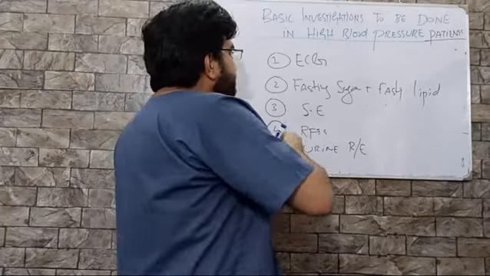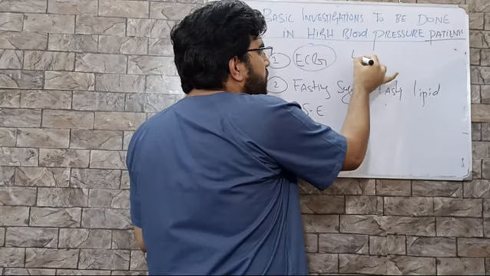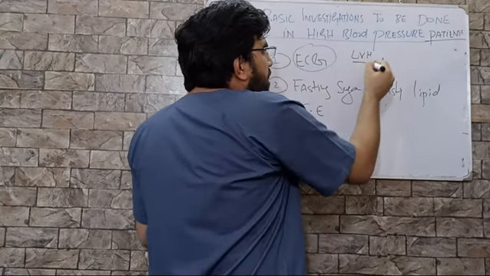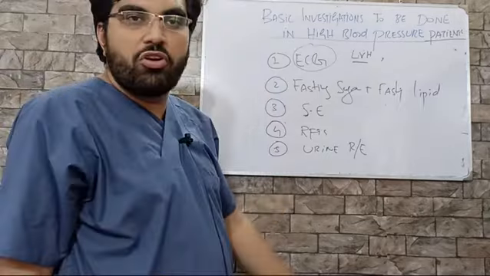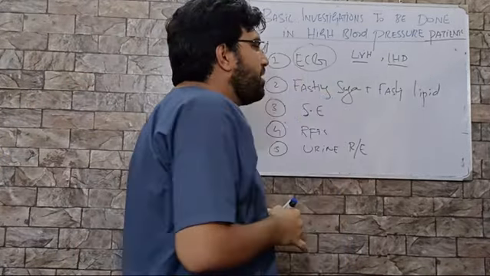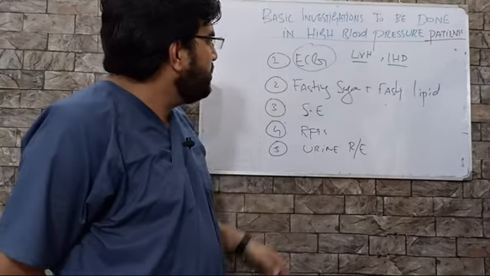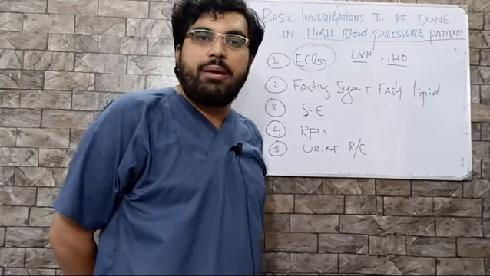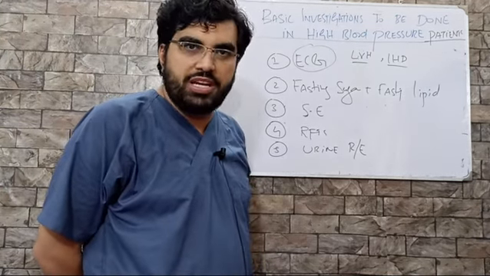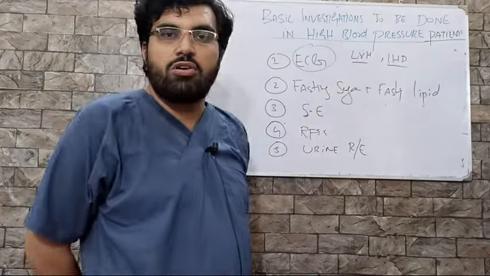Now the ECG can give you a clue regarding left ventricular hypertrophy, or it can give you a clue regarding ischemic heart disease, whether there is previous hidden MI or not. The fasting sugar can diagnose diabetes, because in the majority of cases diabetic patients are asymptomatic. That is why these two, high blood pressure and diabetes, are called the silent killers.